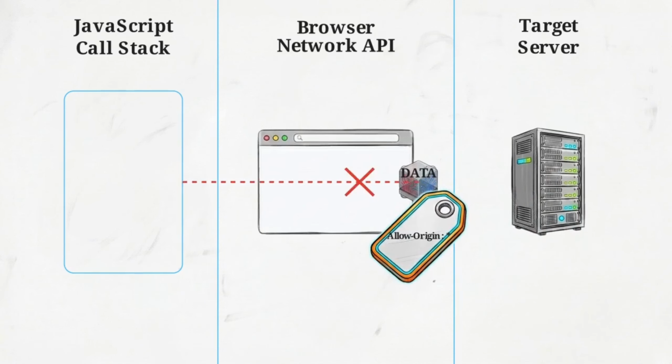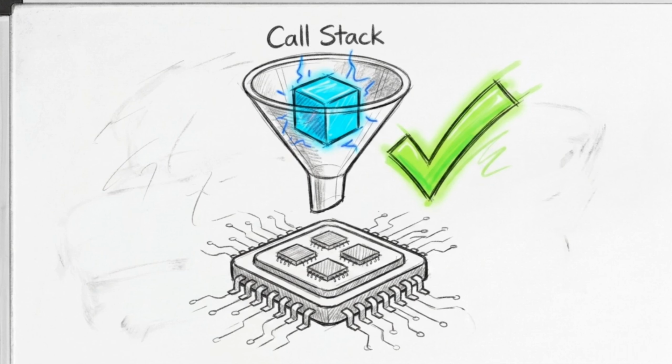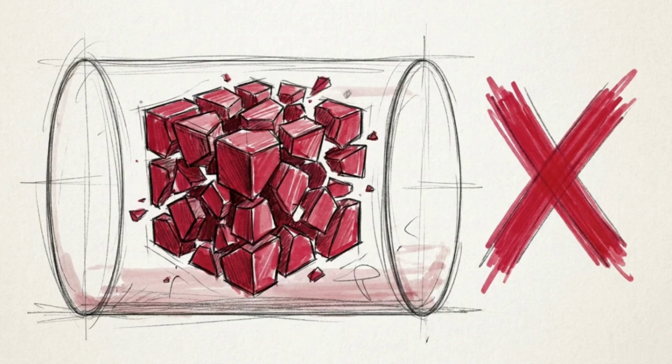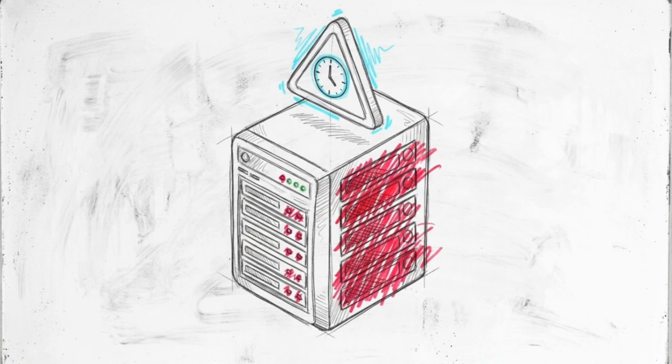Here is the catch. Your JavaScript does not get that data yet. The browser's network API stops the packet and scans that allow-origin label. If the server's label matches the client's origin, the browser hands the response up to the call stack. If it doesn't match, or if the header is missing, the browser obfuscates the payload. The vulnerability here is obvious. With a simple request, the server-side data mutation happens before the browser ever validates the cross-origin permissions.